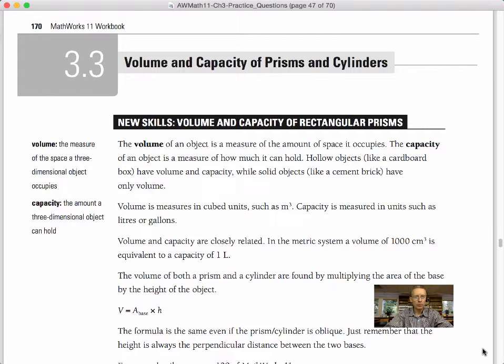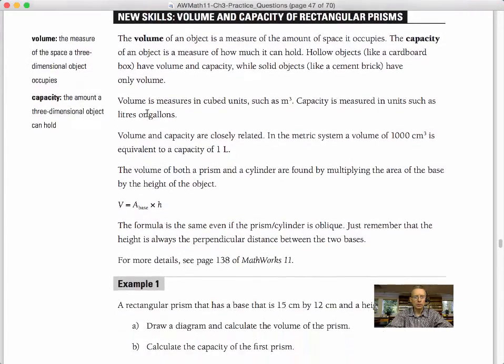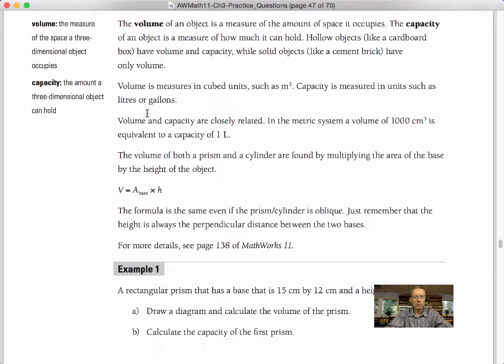Moving on to 3.3, volume and capacity of prisms and cylinders. So we've been dealing with surface area, and now we're going to look at volume. The volume of an object is a measure of the amount of space it occupies. So the physical space it occupies. If you were to look at it, how much space is it taking up?